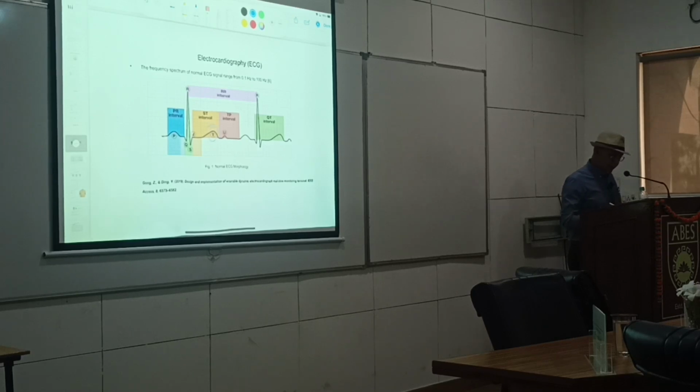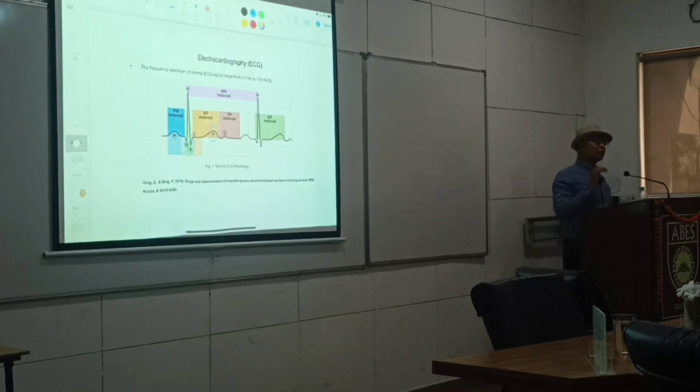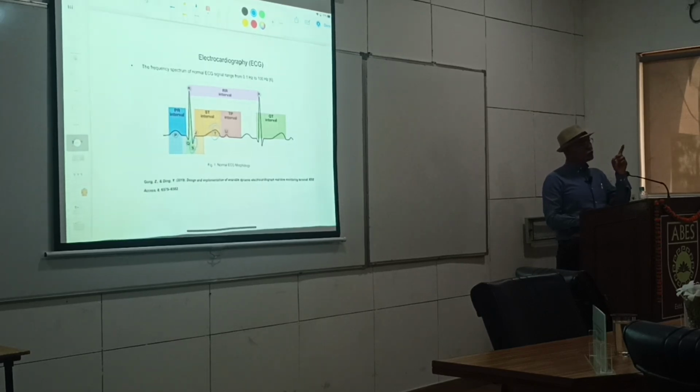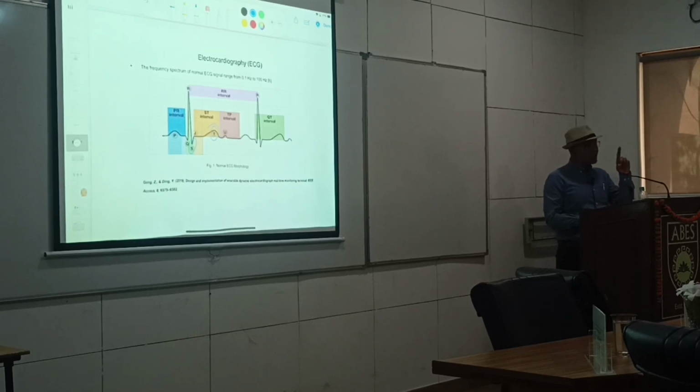Here is T, here is S. So when ST elevation is there, it reflects necrosis. That means the tissues of the heart wall have already died. There will be ST elevation, and that happens because of certain chemicals released from those cells which have died, corresponding to the tissues of the heart wall.